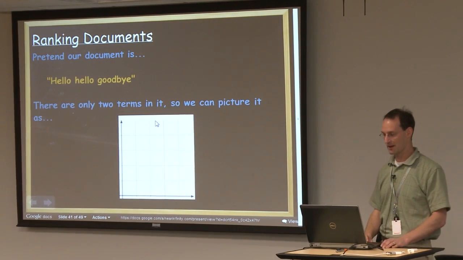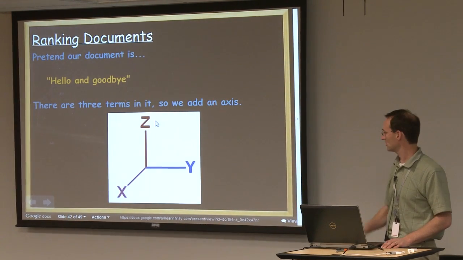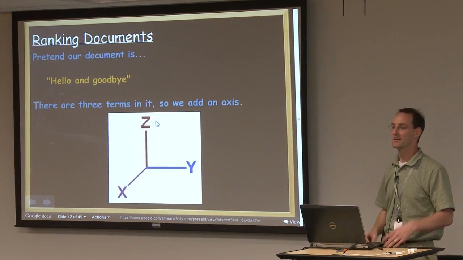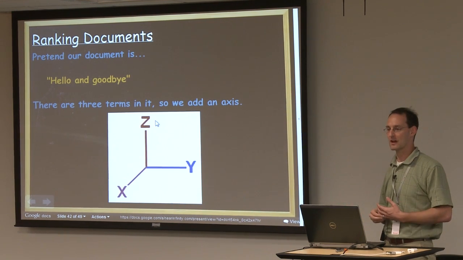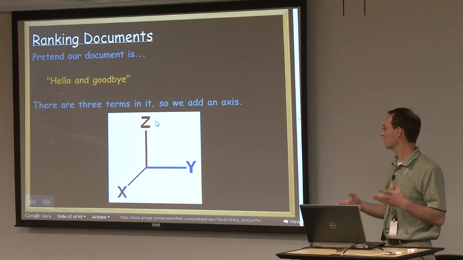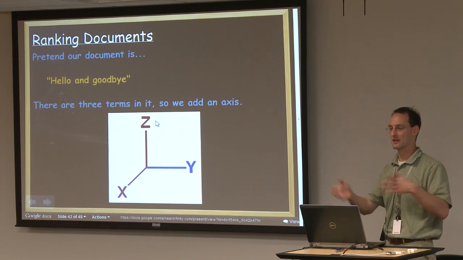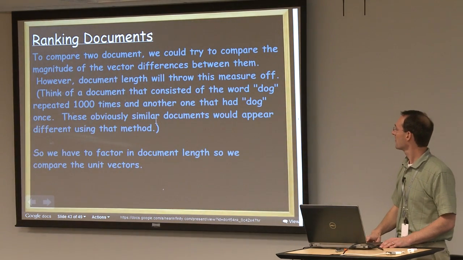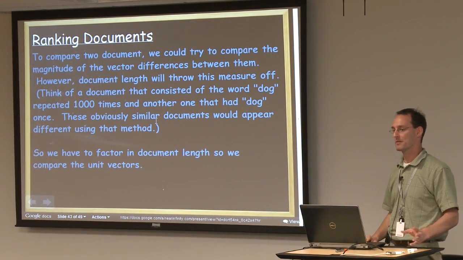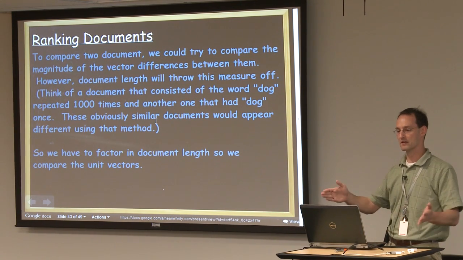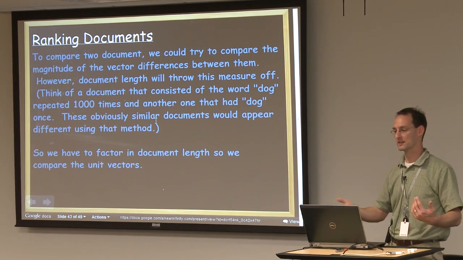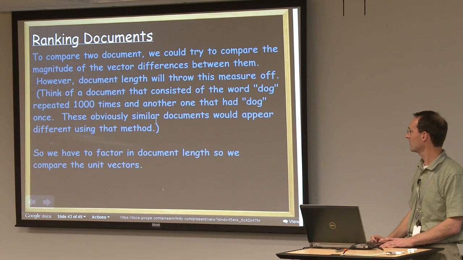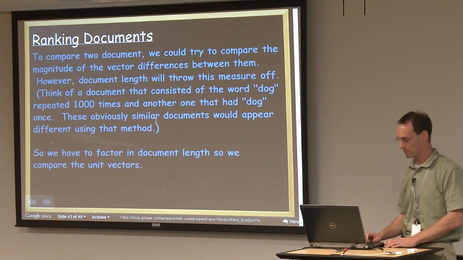But most documents don't have just 2 words in them. If it had 3 words, you could picture an extra axis, and so on and so forth. A typical document may have 400 unique terms in it, so you essentially have 400 different axes in this vector space. So what we can do is try to compare documents, since we have this set of vectors that represents what's in the document, what the weights of the terms are within the document. We could try to compare the magnitude of the vector differences between them. That's sort of one brute way to do it.